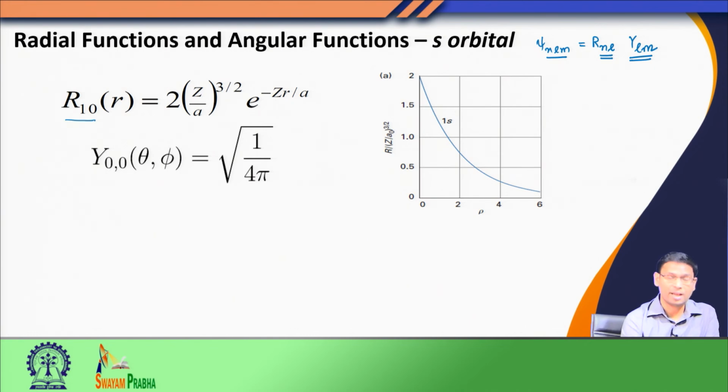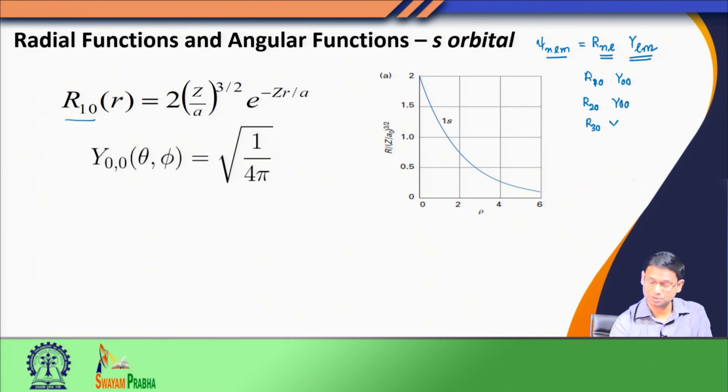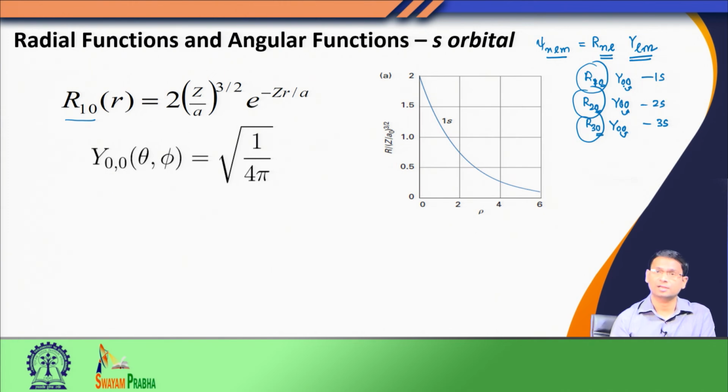So, for the s orbitals, I have R 1 0 Y 0 0, R 2 0 Y 0 0, R 3 0 Y 0 0. This is 1s, this is 2s, this is 3s, because for s orbitals the l value is 0, and when l is 0, there is only one possible value for m, and that is also 0. Now if I know the radial functions, I simply multiply by the angular functions, the spherical harmonics, and then I find the final form of the eigenfunction of the hydrogen atom.